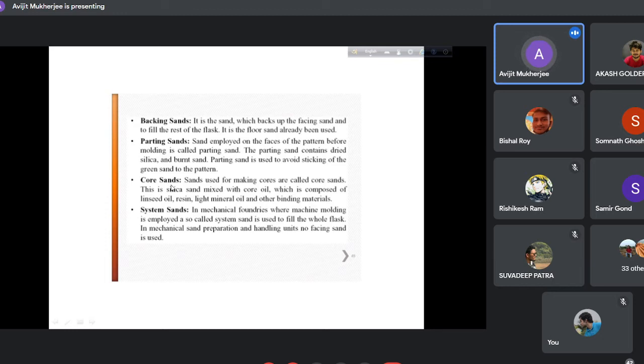So we are preparing hollow portions, then we are placing cores separately from outside. But on the pattern, those are known as core prints. So core prints will give you the impression or seat of the core. So core and core prints are separate, you should understand. When cores are prepared with sand, as I have mentioned, that must be very hard. So this is a special type of sand, which is known as core sand. So sands used for making cores are called core sands.